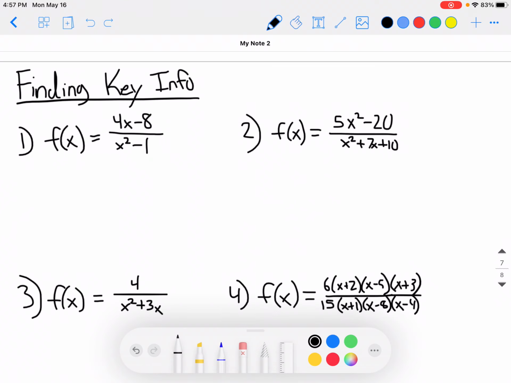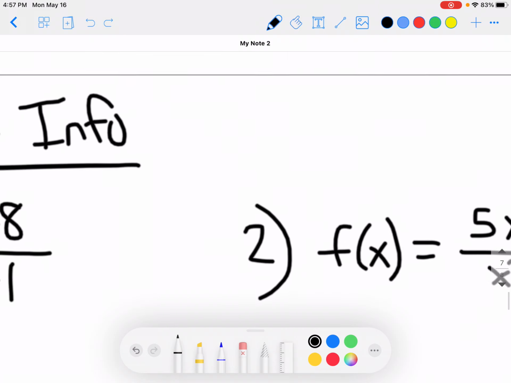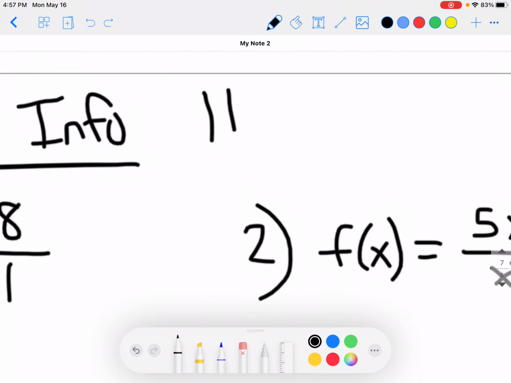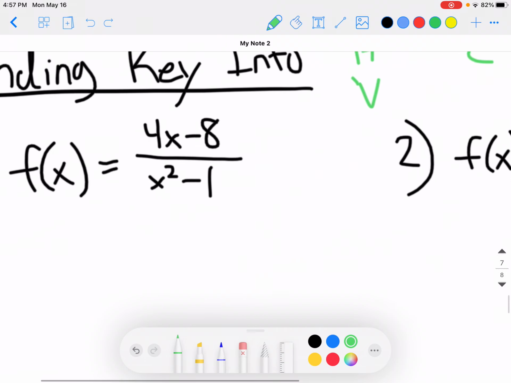Hello and welcome to this example video where we're going to work on finding key information of rational functions. When I'm talking about key information, we're looking for our horizontal asymptotes, our vertical asymptotes, and zeros. Those are the big things that we're going to be looking for. Let me walk through some examples and help you find these things.